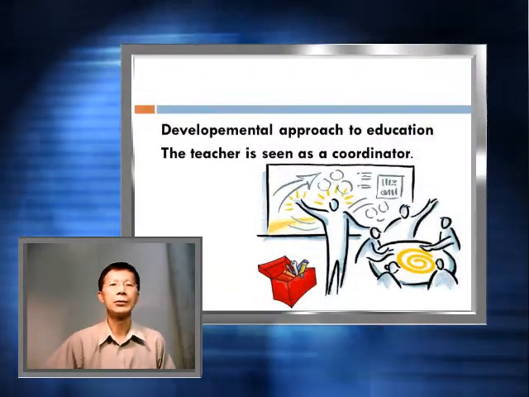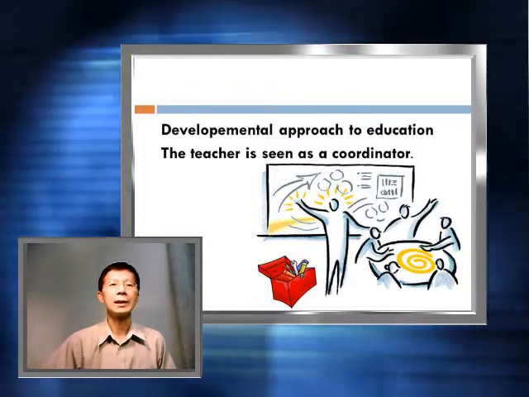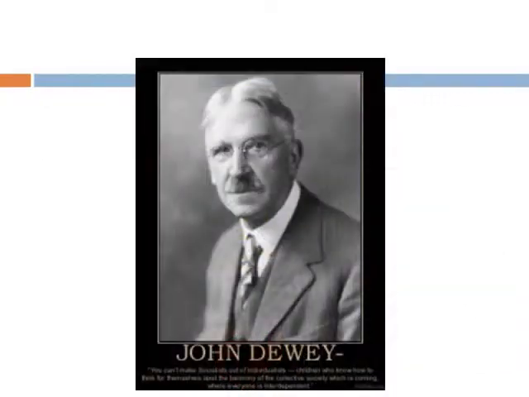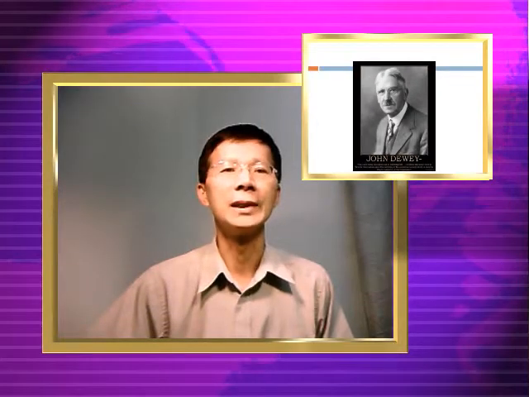Welcome back. In this session, we are going to talk about the developmental approach to education. The developmental approach dates to the late 19th century and the work of John Dewey. Dewey separated himself from both the Romantics and the transmissionists. He sought to promote development of the child primarily through the child's interaction with society and the environment.